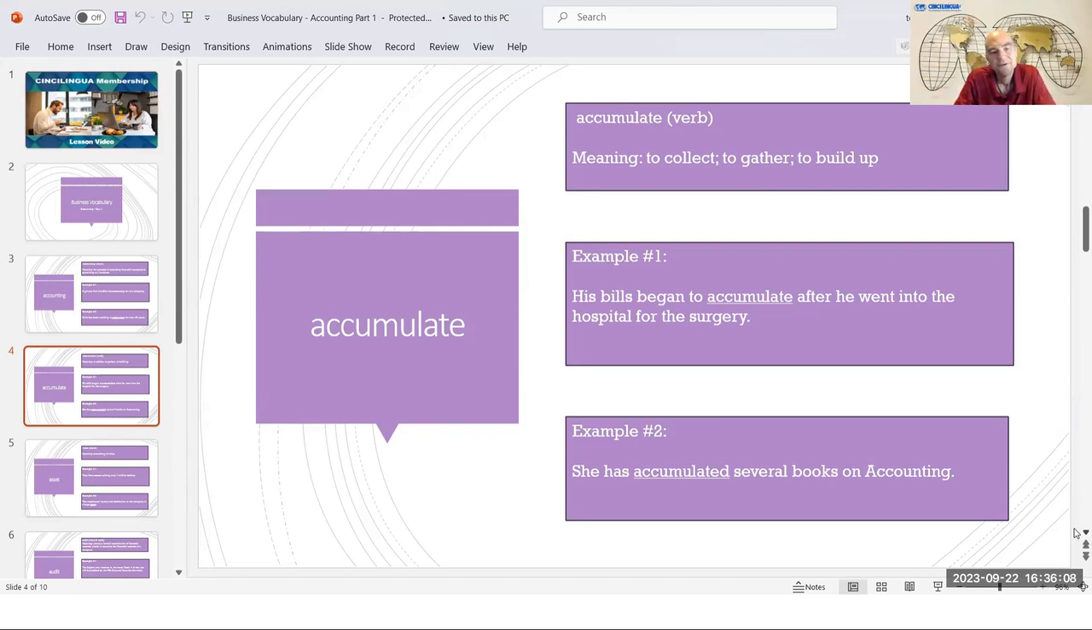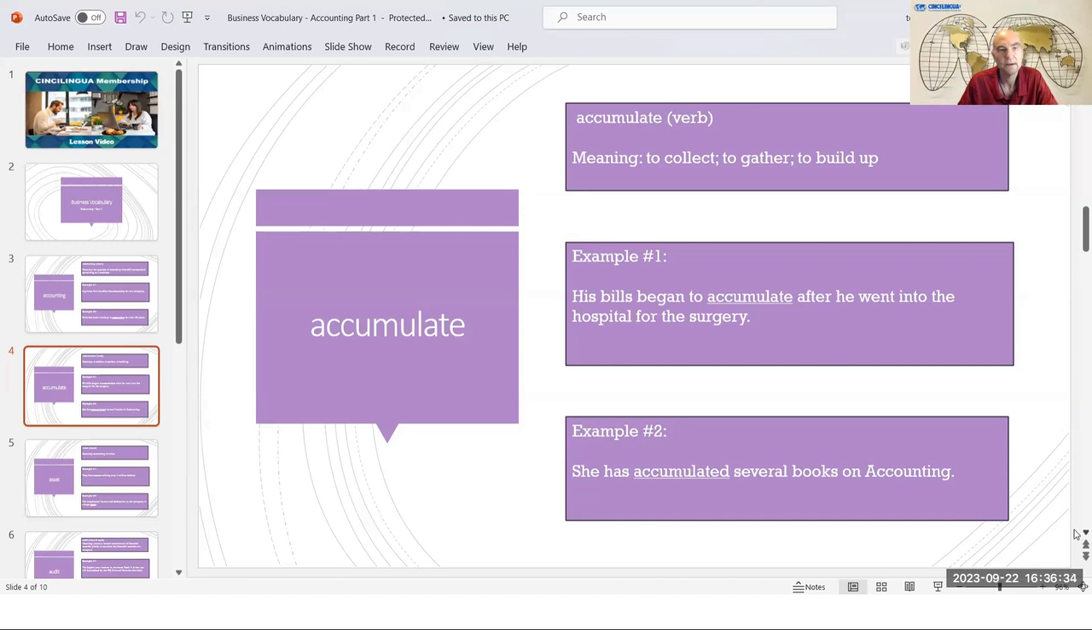Okay. Example number 2 says she has accumulated several books on accounting. She has built up a collection. She has a collection of accounting books.